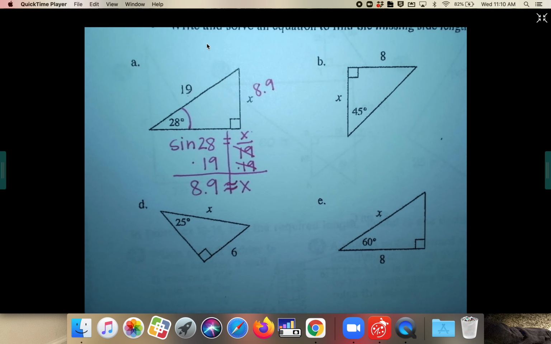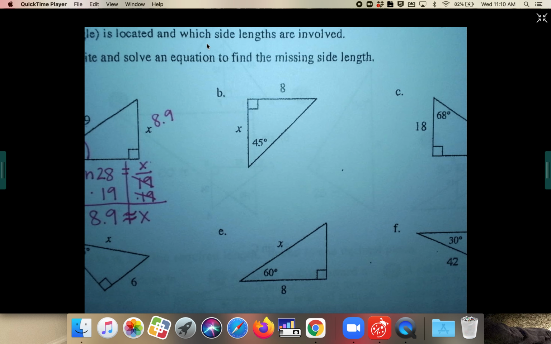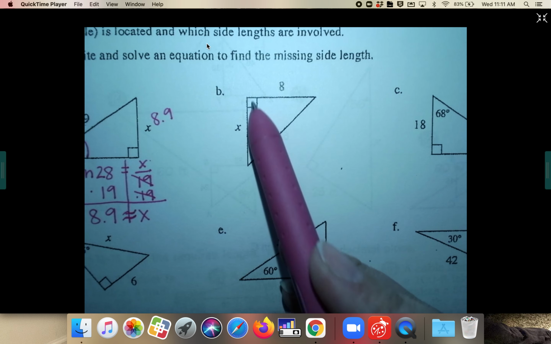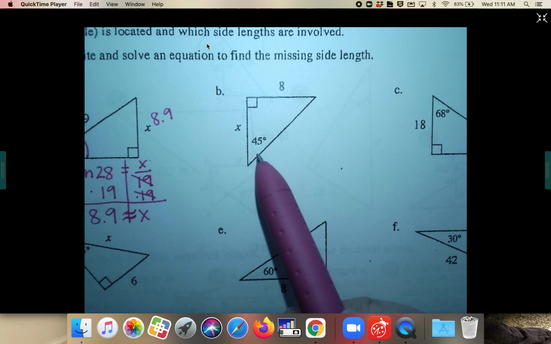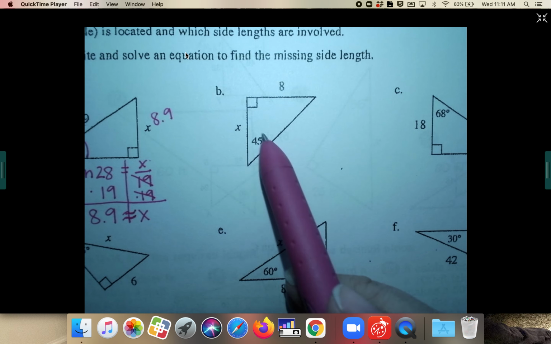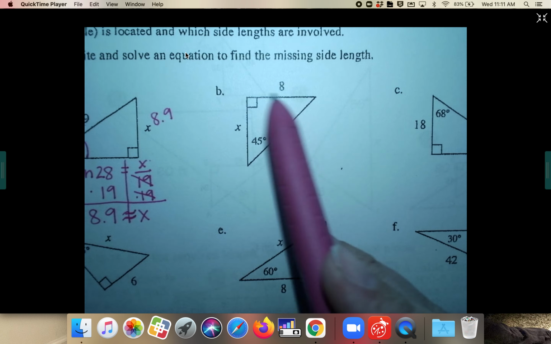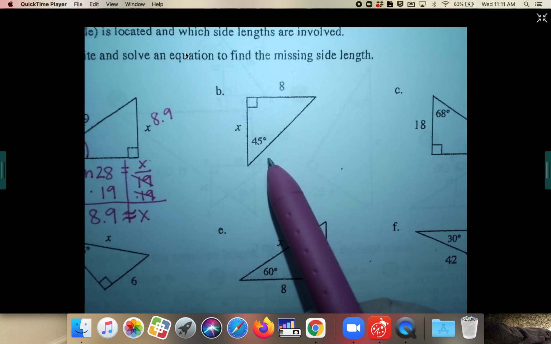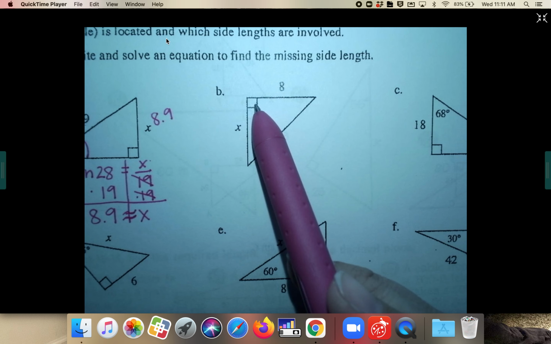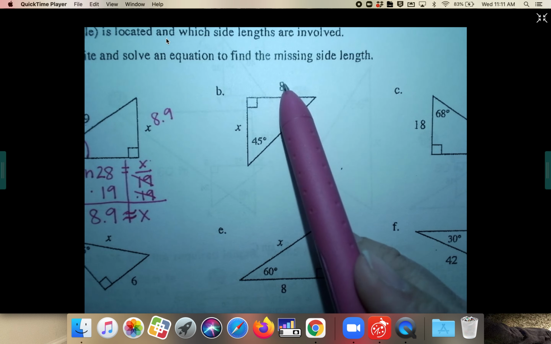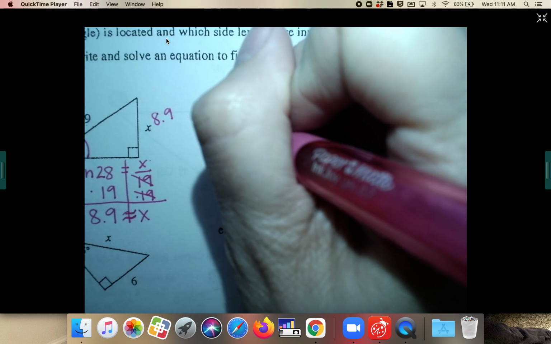Okay, let's try B. So B, right away, yes, you could look at sine of 45 degrees, and we have the opposite over one of the adjacents. But here's the thing. 8.2 lesson was all about 45, 45, 90 triangles and 30, 60, 90 triangles. So I hope you remember right now, we don't even have to use a trig ratio, because what you should see is that if this is a 45, this is a 45, 90 triangle, the leg lengths are equal to each other. So if this is 8, then x also has to be 8.